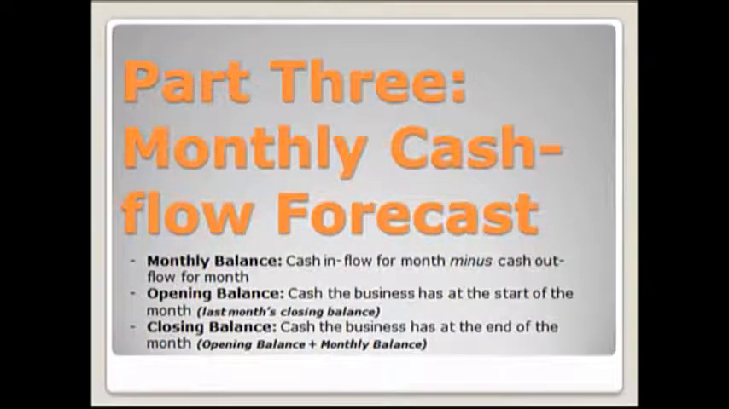Part 3 is the actual monthly cash flow forecast. This looks at the monthly balance, which is the cash inflow for the month minus the cash outflow for the month. The opening balance, which is the cash the business has at the start of the month, is taken from last month's closing balance. And the closing balance for each month is the cash the business has at the end of the month. This is the opening balance for that month, added on to the monthly balance for that month.